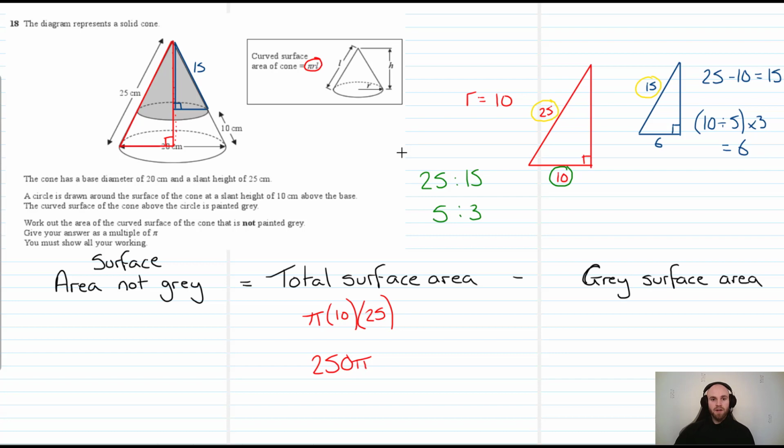So now for the grey surface area, we're going to use this formula again, pi multiplied by r multiplied by L. So we have pi, and now we can use this 6 as our radius, and for the slant height, we have this 15. 6 multiplied by 15 is going to be 90, and then multiplied by pi is 90 pi. So 250 pi minus 90 pi is going to give us 160 pi. And don't forget your centimeters squared.